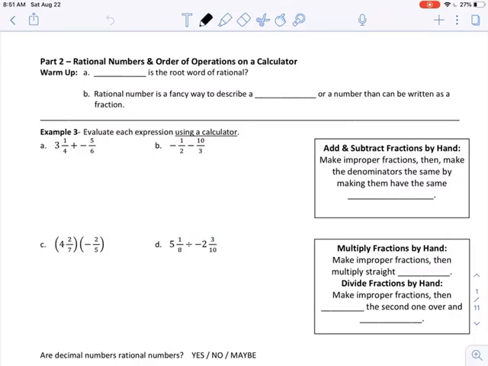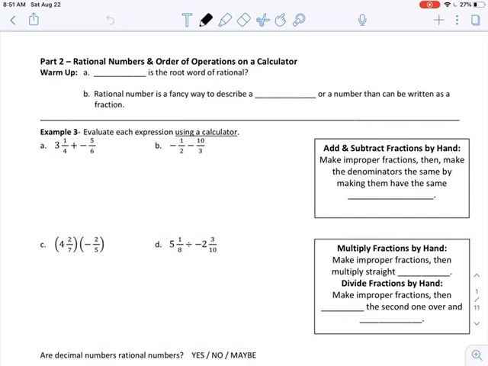Hello. Today we are going to continue doing order of operations on a calculator, and we're introduced to a word called rational. You've probably heard of it outside of mathematics, but go ahead and take a guess on A and B. Pause the video. What do you think the root word of rational is, and what do you think rational number is a fancy way to describe?